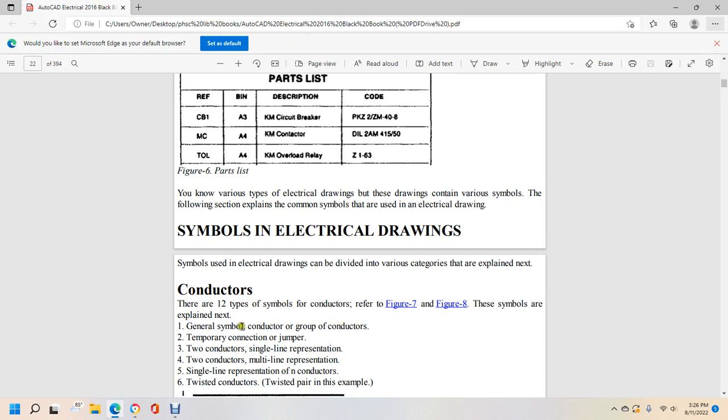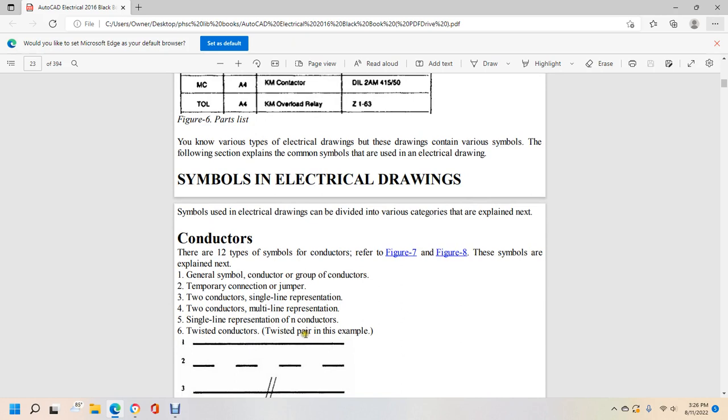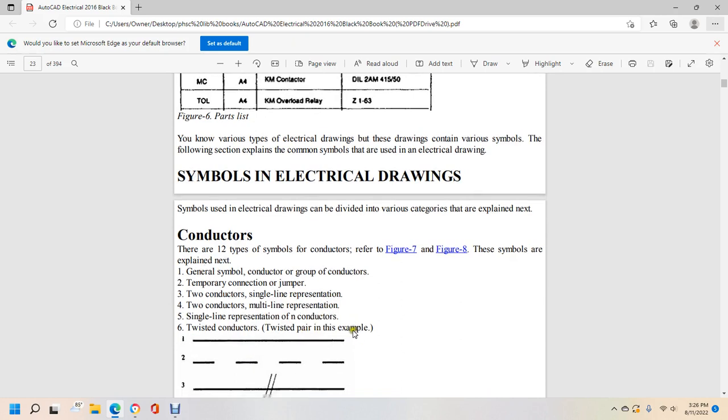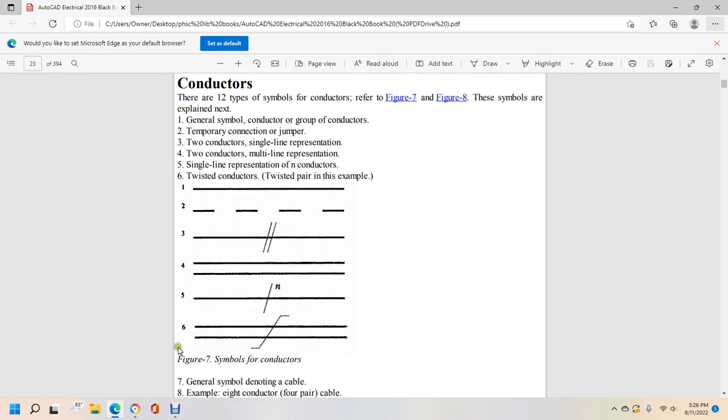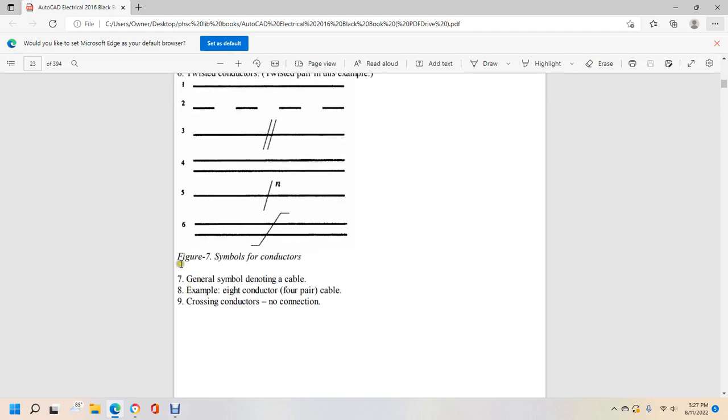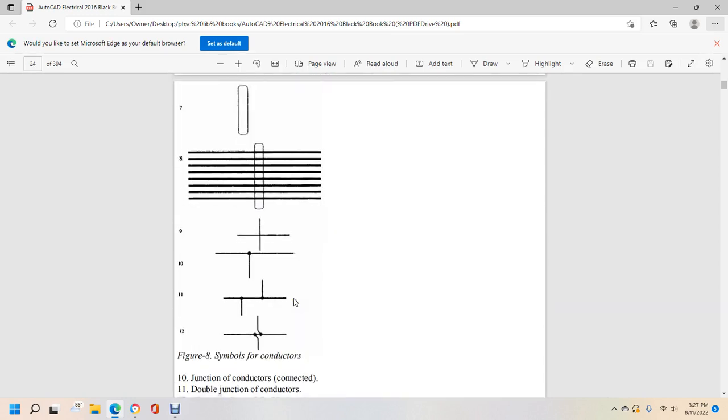General symbol for conductor and group of conductors, temporary connection with jumper, 2 conductors single line representation, 4, 2 conductors multiple lines, 5 single line representation with conductors, 6 twisted conductors, twisted pairs in the example. It shows 1, your general symbol, 2, the temporary connection jumper, 3, 2 conductors single line, 4, 2 conductors multiple lines, 5 single line, n conductors, 6 twisted conductors, and then Figure 7, the general symbol denoted with the cable, and example 8, 4-pair cable, and 9, cross conductors with no connection.